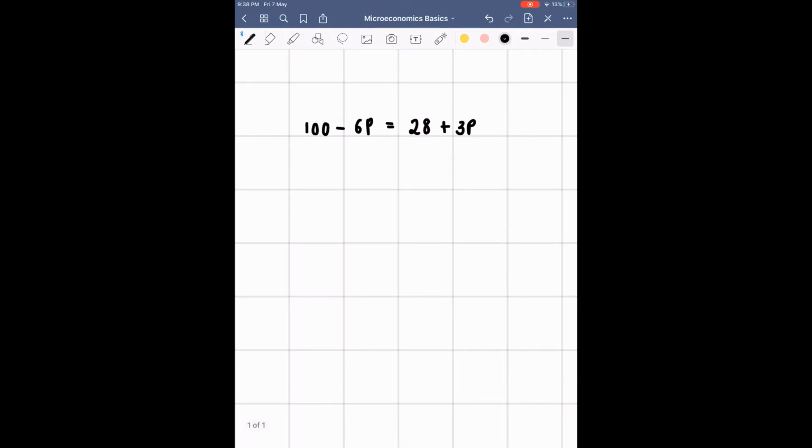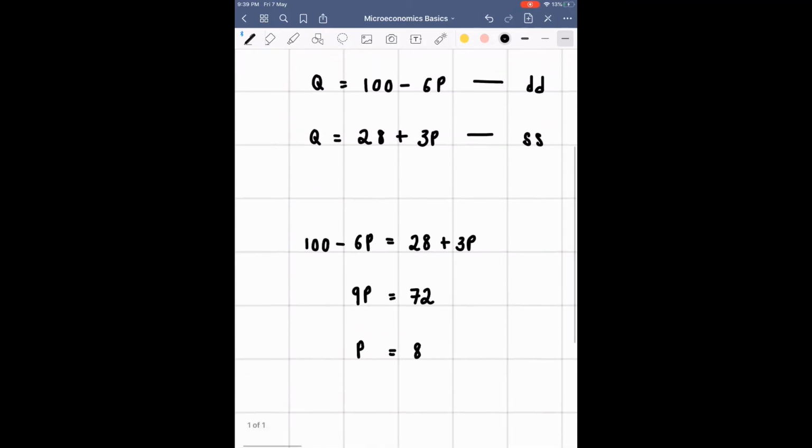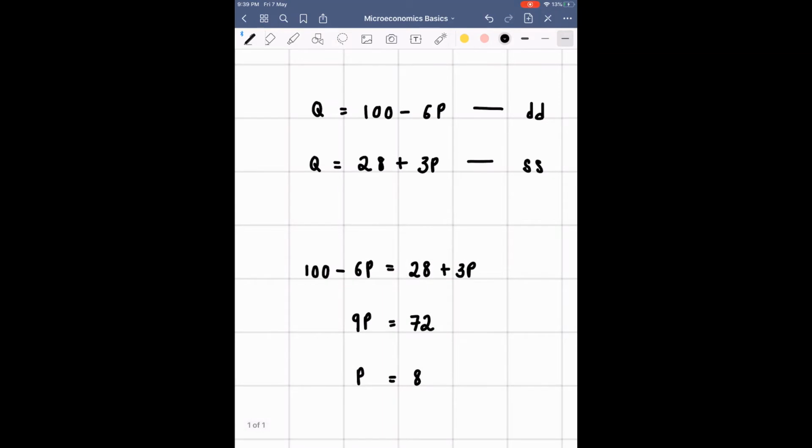Now solving this is basic algebra, so I think it should be simple to solve. You will obtain P to be 8. Now once we've obtained P, let us go about solving for Q. So we're going to substitute the value of P, which is 8, into either the demand function or supply function. So let me choose the demand function in this case.